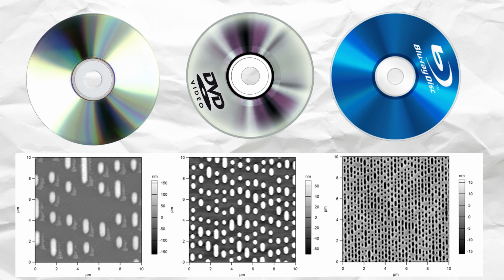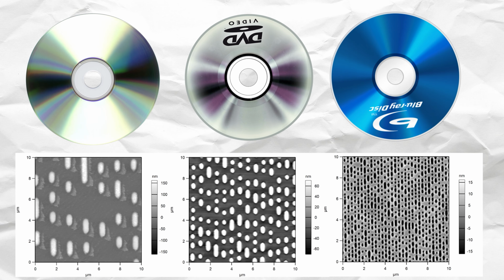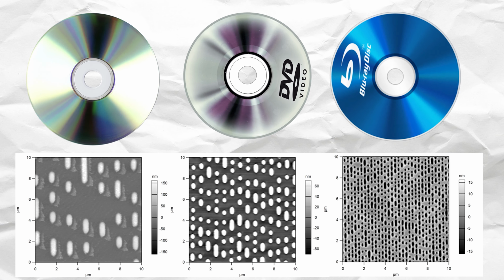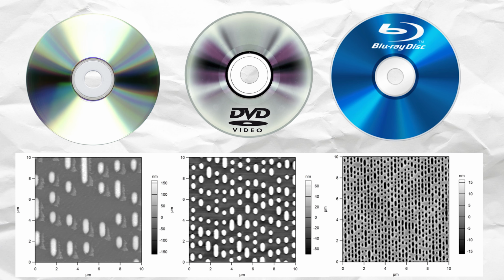On the bottom of the image are the microscopic views of each type of disk. The CD has the largest and most widely spaced data pits due to its longer laser wavelength. The DVD, using a shorter wavelength, has smaller and more densely packed pits. Finally, the Blu-ray disc, which uses the shortest wavelength, has the smallest and most tightly arranged pits. This increase in data density is what allows Blu-ray discs to store significantly more data than DVDs or CDs.